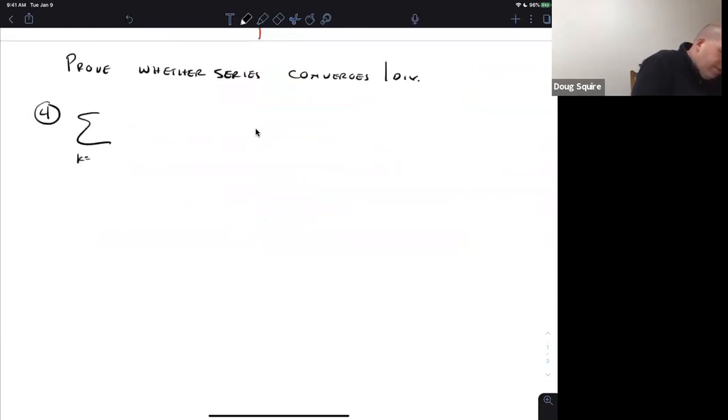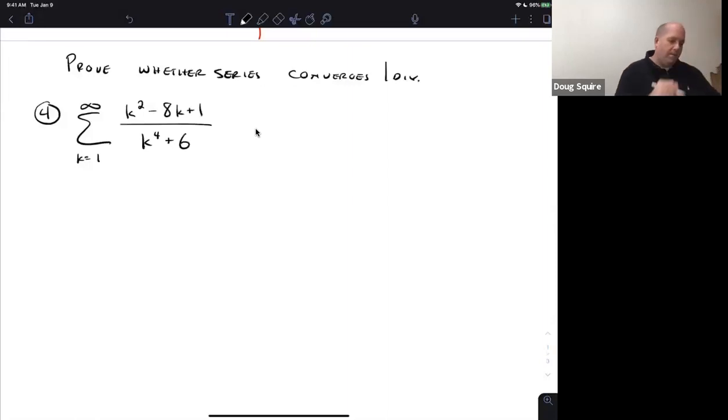So if we've got the sum, let's say k equals 1 to infinity of (k squared minus 8k plus 1) over (k to the 4th plus 6).